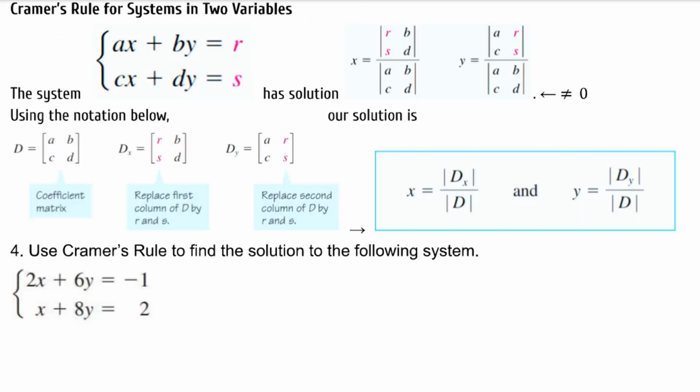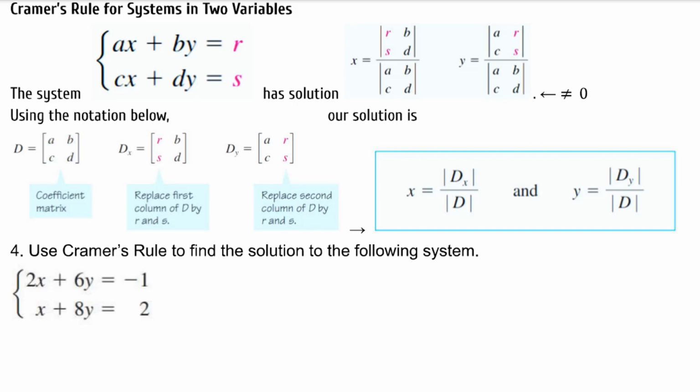Cramer's rule for systems in 2 variables. Given a system of equations where the coefficients are a, b, c, d, and the equations are equal to r and s, the system has a solution x is equal to the determinant of RBSD over the determinant of ABCD, and y is equal to the determinant of ARCS over the determinant of ABCD, as long as the determinant of ABCD is not 0.